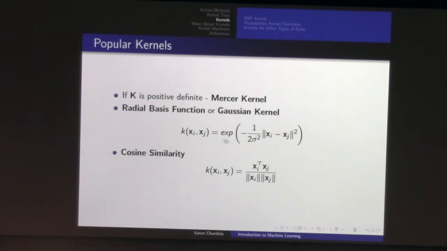If you look at this more carefully, if two objects are very close, then this value will be very high, close to 1. Because if these two objects are exactly the same, this part will be 0, and exp of 0 will be 1. If these are far away, then this value will start tending towards 0. And the way it drops off is like a Gaussian curve.